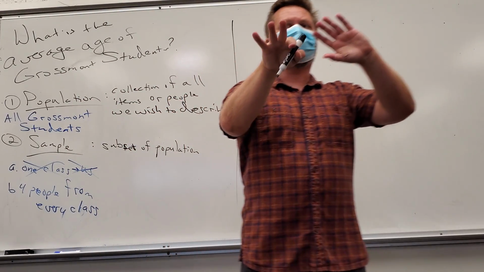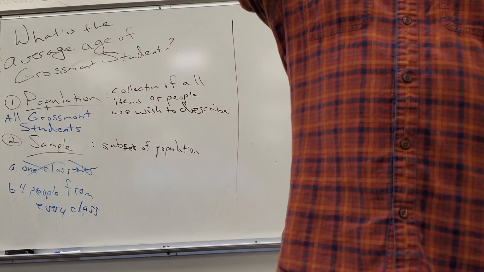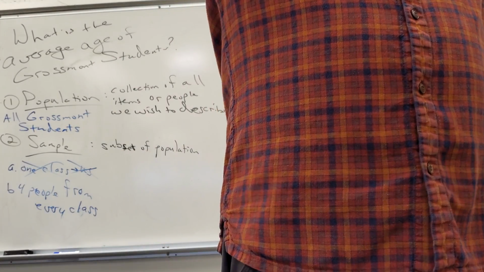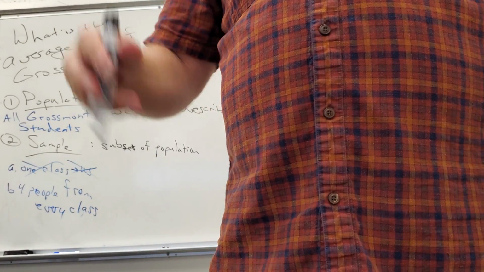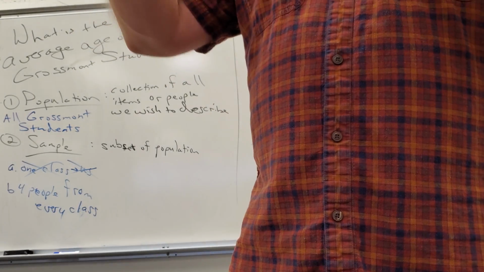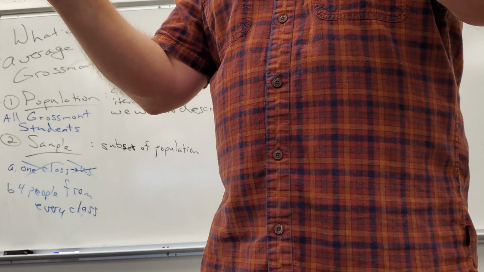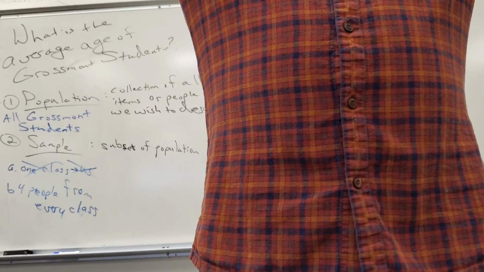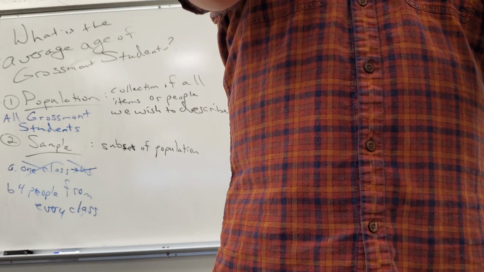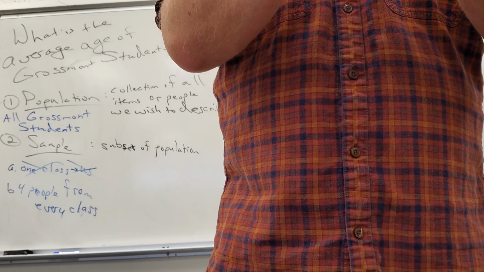Once we have a sample, what are we going to immediately do with a sample? Once we get a sample, we got our four people from every class. We got them in a room. Find the average. Say again? Find the average. Before that. We don't even have anything to find an average of yet. We've got all the people in a room. What do we immediately do with them? Count the number of people that are in the room?